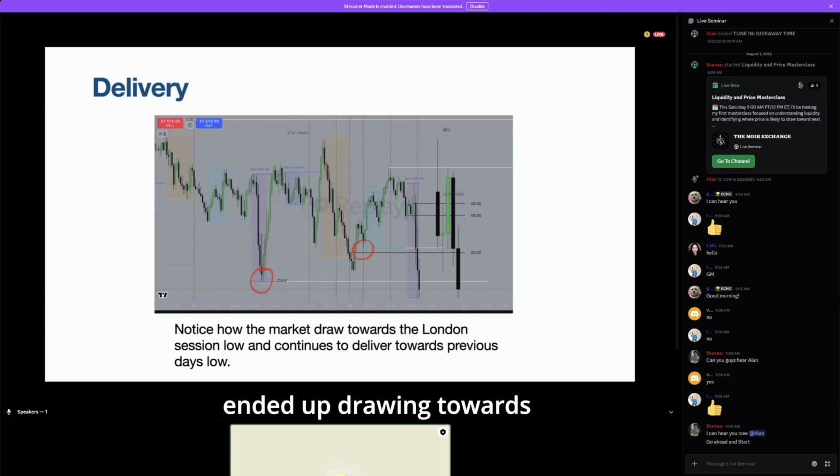And look how the market ended up drawing towards that London low. We also did end up pushing towards that New York AM low, if you guys can see further to the left. And that would also be the previous day low, so that also holds significance. And like I said, there will be some type of entry in these down close candles, but you just want to focus on the targets for now.